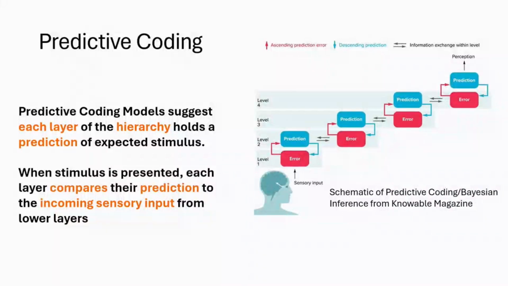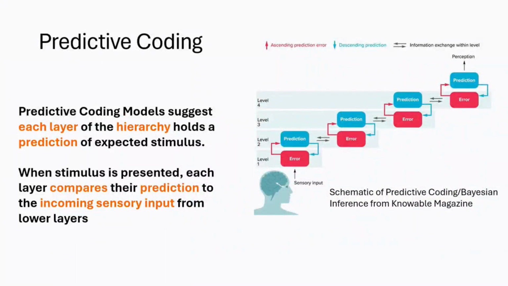And so when stimulus are presented, each layer compares their prediction to the incoming sensory inputs. And this is what predictive coding suggests, and this suggests how perception occurs. Now, what you might see is there's also some arrows going down. And what we believe is that areas higher up in the hierarchy are sending predictions down to these lower layers about what they can see, based off of past experience and expectation and all sorts of stuff like that.